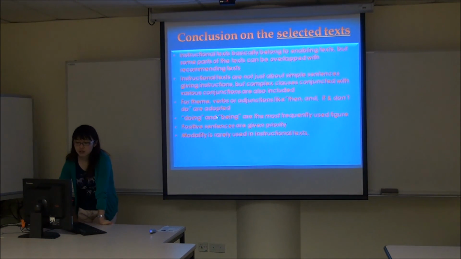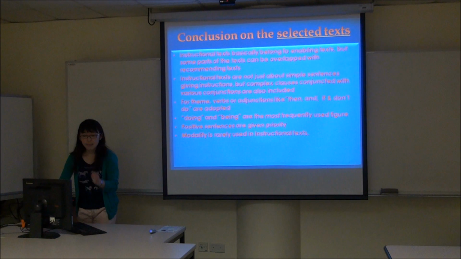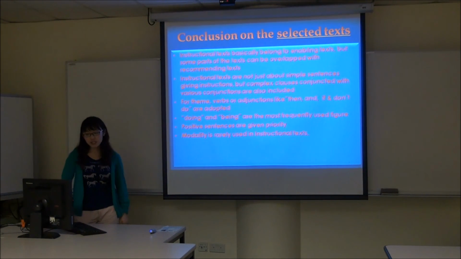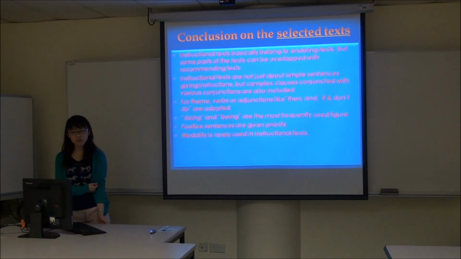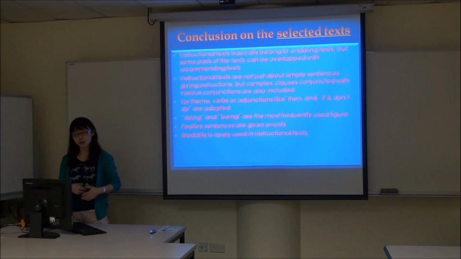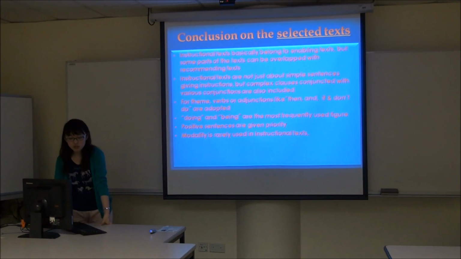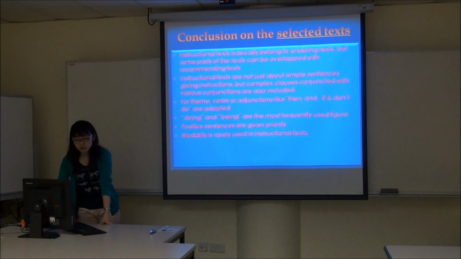And here is the conclusion on the selected text. Here are 6 points. Instruction texts basically belong to enabling texts, but some parts of the text can overlap with recommending texts. Instruction texts are not just about simple sentences giving instructions, but complex clauses conjoined with various conjunctions are also included.